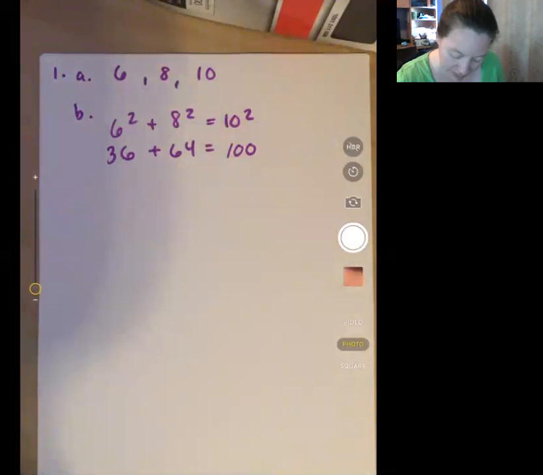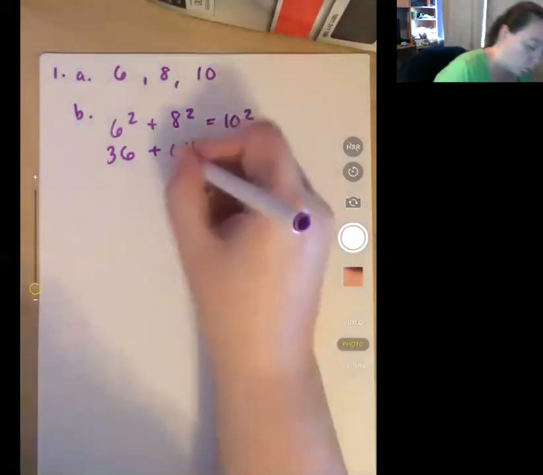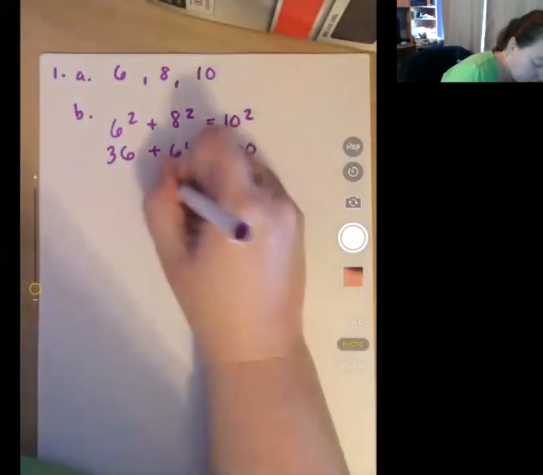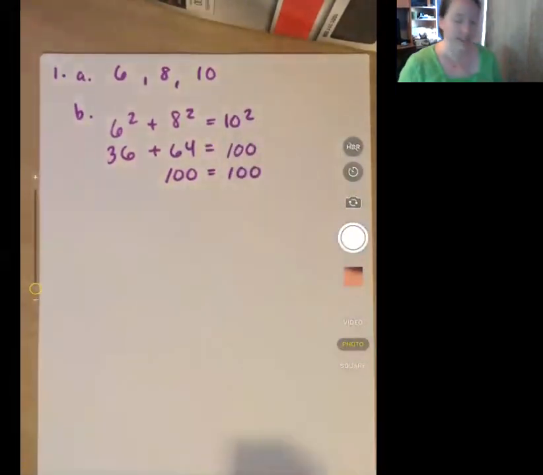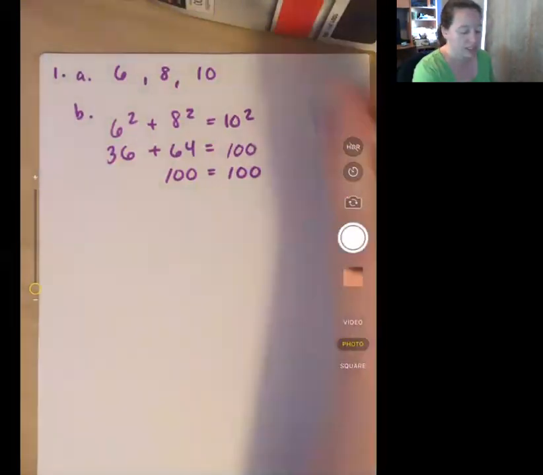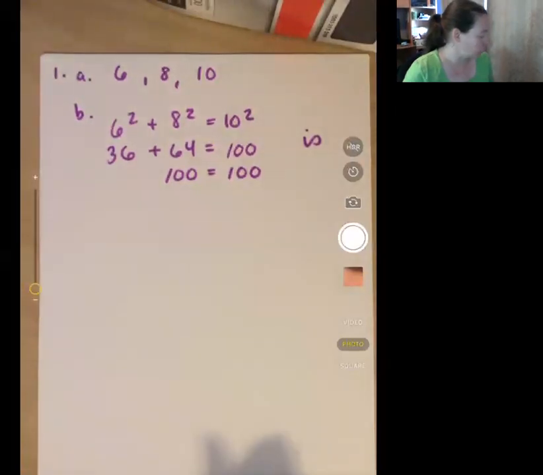36 plus 64 is 100. So 100 equals 100. That is the entire set of bubbles going the whole way down for letter B. The triangle Lysandra constructed is a right triangle.